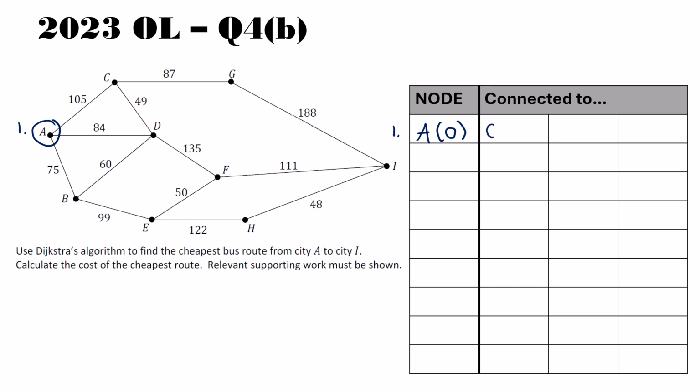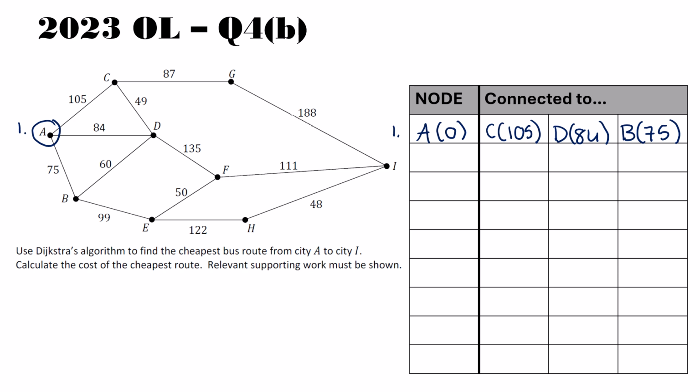So then it's connected to C, which is a distance of 105. It's connected to D, which is 84, and it's connected to B, which is 75. So we look at the nodes on the right hand side of that thick line, where it says connected to, and these are called my working nodes. These are all ones that we're currently working with.